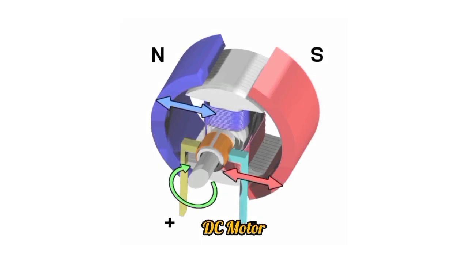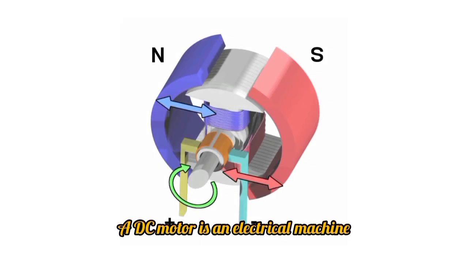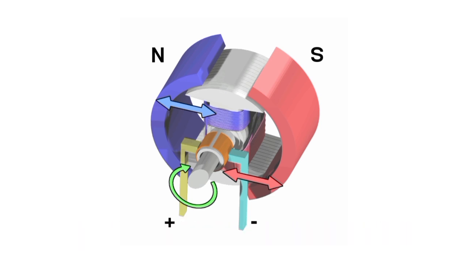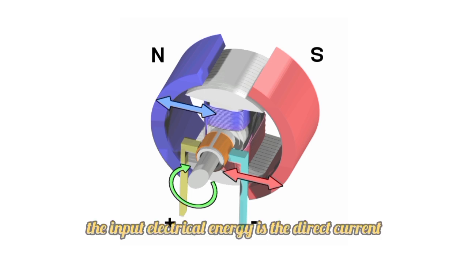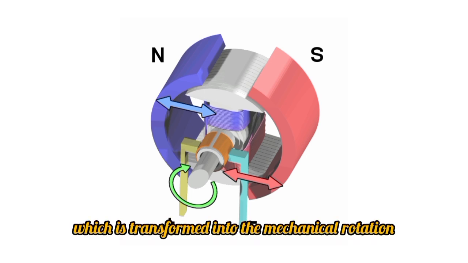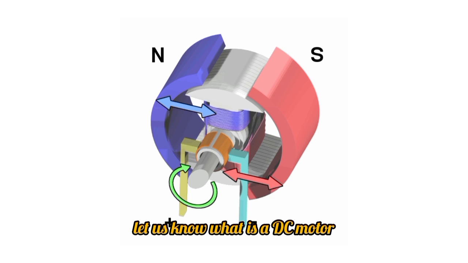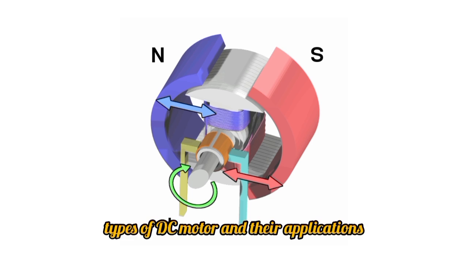DC motor. A DC motor is an electrical machine that converts electrical energy into mechanical energy. In a DC motor, the input electrical energy is the direct current which is transformed into the mechanical rotation. In this session, let us know what is a DC motor, types of DC motor and their applications.